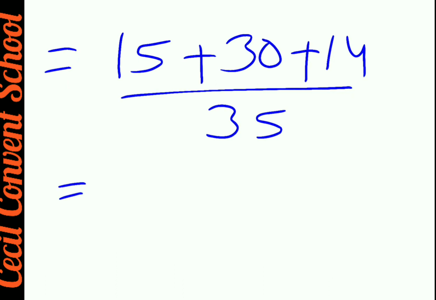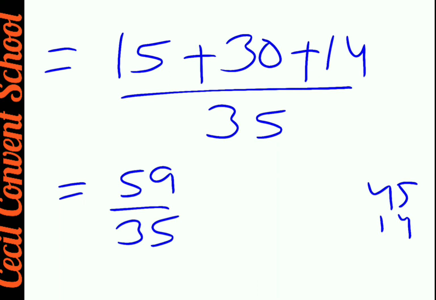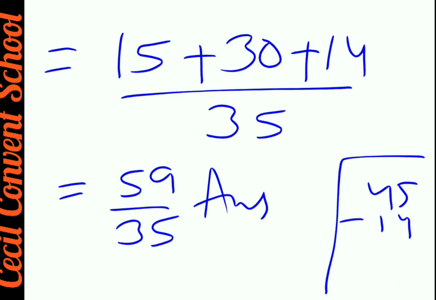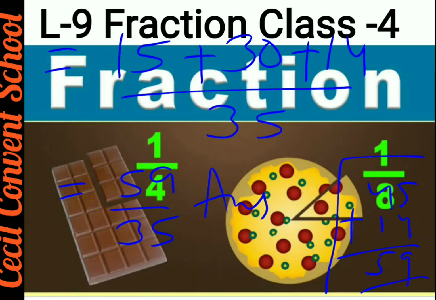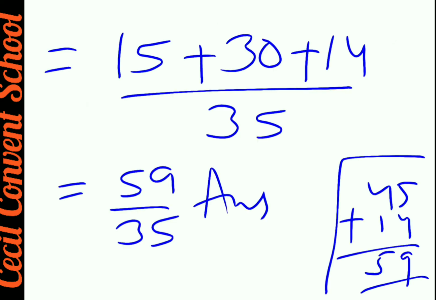Now you have to add them. 15 plus 30 is 45, and 45 plus 14, the answer will come 59 by 35. So this is the answer. This thing you can add in rough. You will get the answer, so the answer is 59 upon 35. Clear? Now we do the last part. Now we do F part.